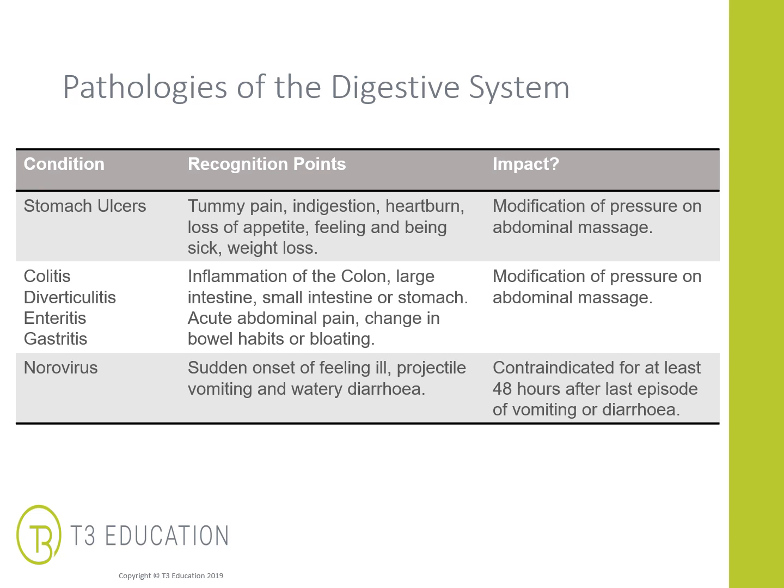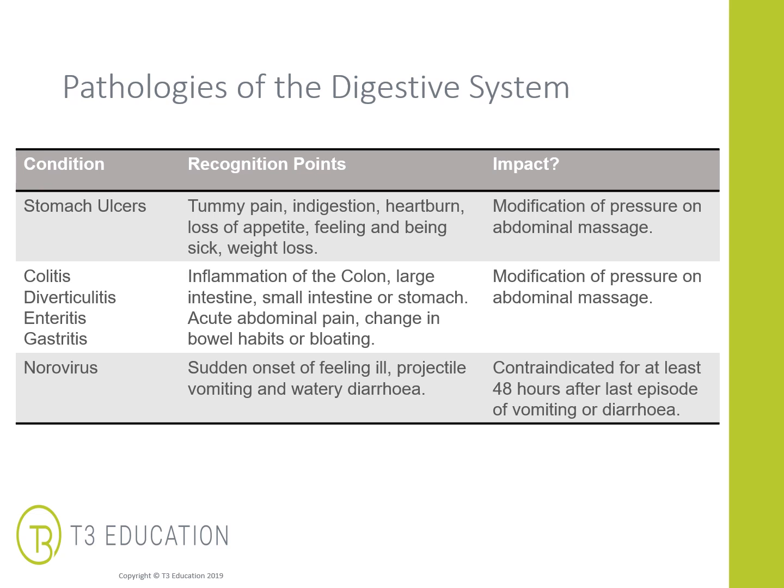Again, no contraindication for general massage, but if you are doing abdominal massage, it's about modification of pressure. If there's tenderness and increased acidity in the stomach, we don't want to inflame the client. So, definite modification of pressure when doing abdominal massage for stomach ulcers.